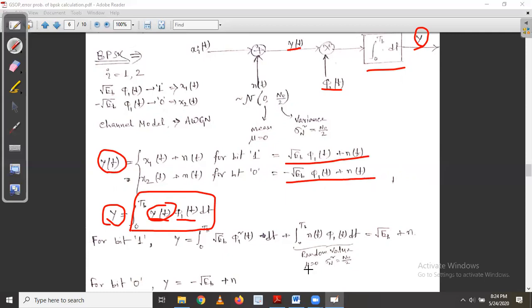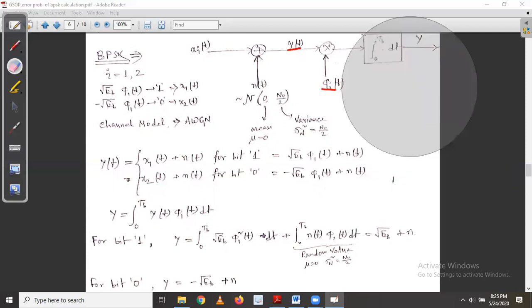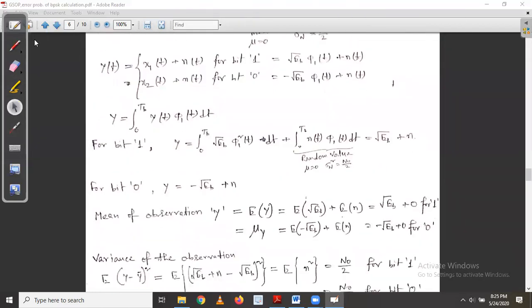Now what will we do? We will put the y(t) value, this one, for bit 1, or the y(t) value, this one, for bit 0, in this equation here. So y(t) is this expression, and I have written that expression out.